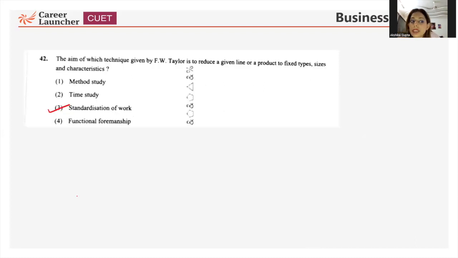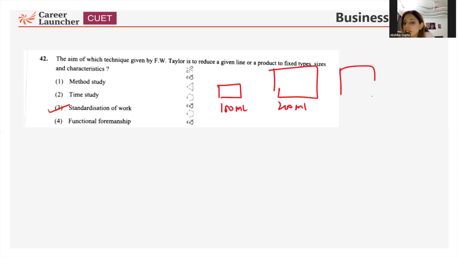Then, the aim of which technique given by F.W. Taylor is to reduce a given line of product or to fix size? That is standardization. By standardization and simplification, we reduce the given line of product and specify their fixed type sizes. So by this, I'll get to know that this is a 100 ml bottle, this is a 200 ml box, this is a 500 ml box, and so on.